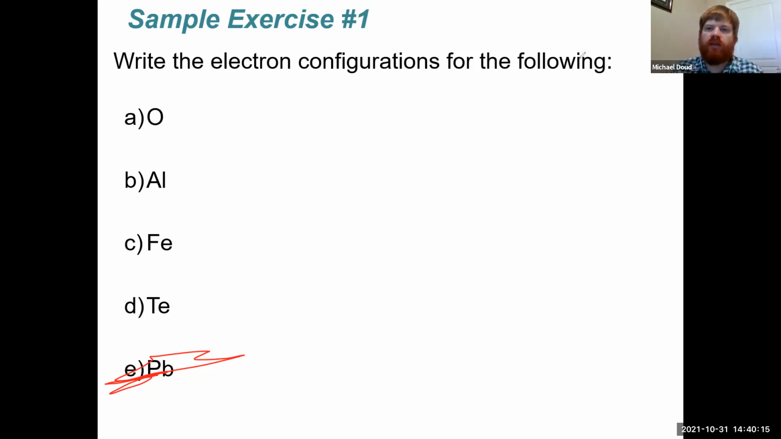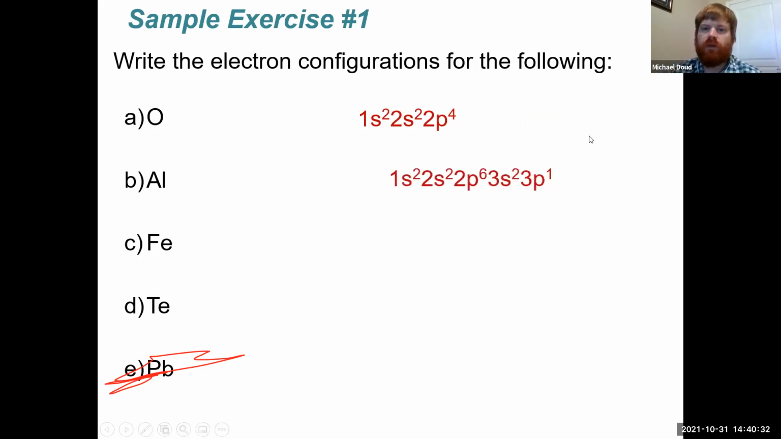Okay, all right, I think we're ready for it. Let's go ahead and start with oxygen. Hopefully you got this one right, because we just had it on the previous slide. That's 8 total electrons, 2 in the 1s, 2 in the 2s, 4 in the 2p.